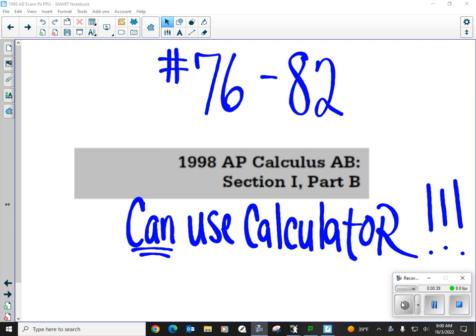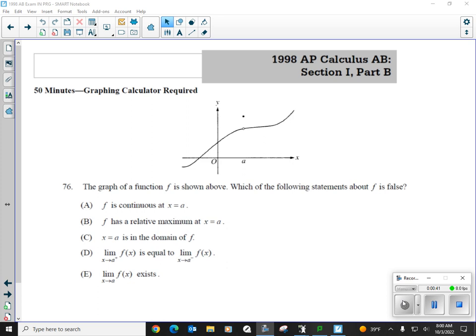All right, let's get started. 76. The graph of the function f is shown above. Which of the following statements about f is false?